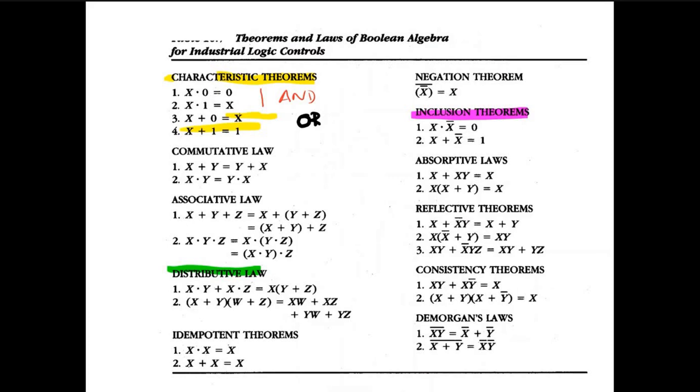Absorptive law, reflective theorem, consistency theorem, De Morgan's laws. So if you have 1, 2, 3, 4, 5 plus another 5, 10 theorems in front of you, you should make an attempt to use whichever theorem would apply to make the equation, if possible, reduced or optimized or compact.